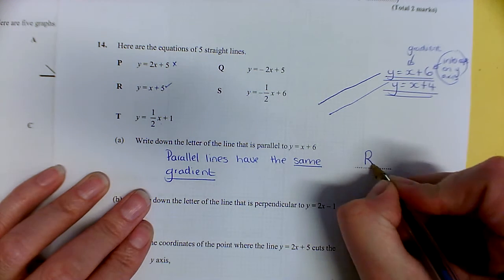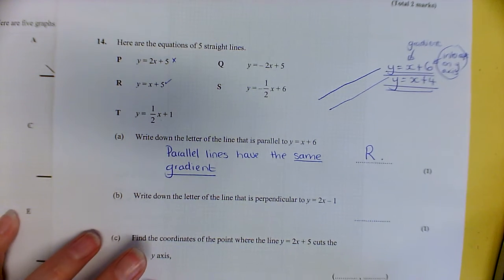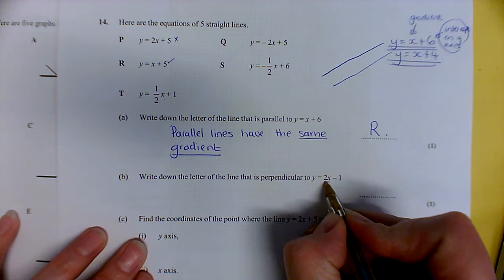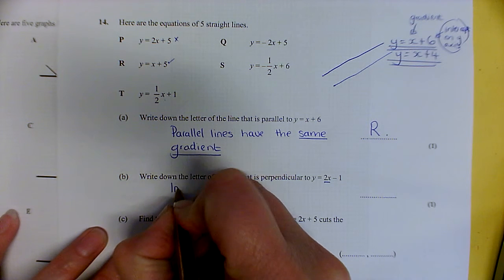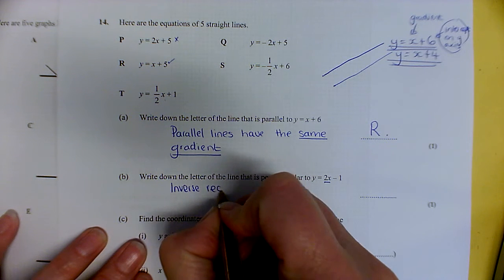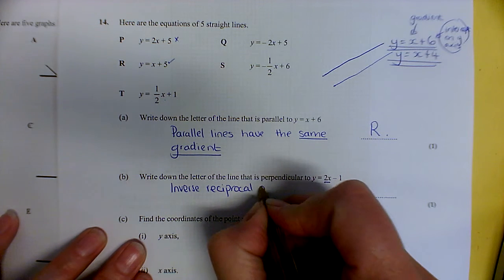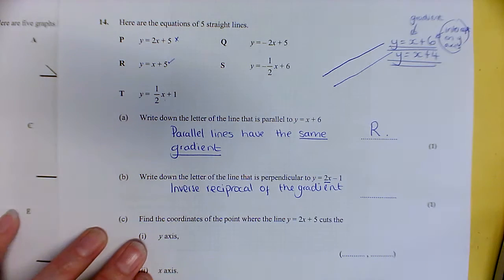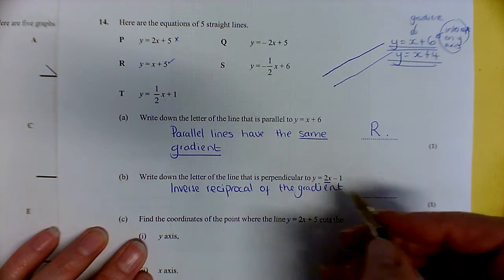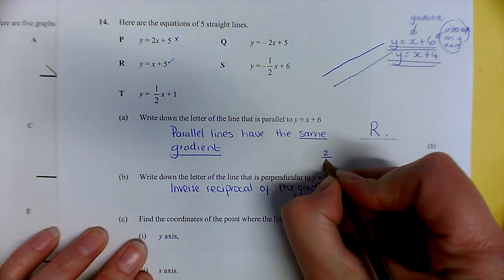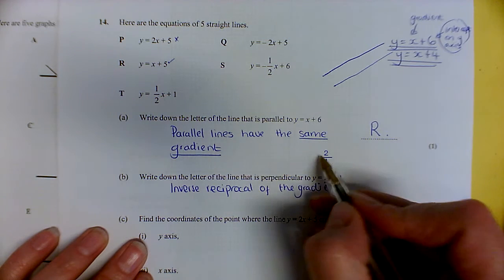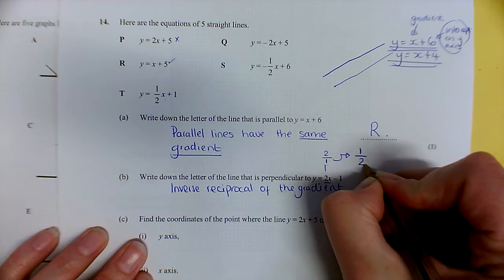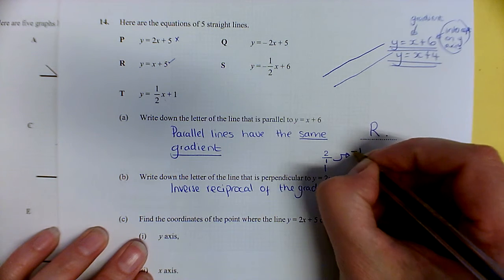Okay? Now, perpendicular lines, again it relates to the gradient, and what we're looking for here is the inverse reciprocal of the gradient. Okay? That will give us the lines that are perpendicular. So this gradient here is the equivalent of 2 over 1. So the inverse reciprocal, we just flip it on its head. So we've got 1 over 2, but it's the inverse, so it's going to be negative 1 over 2.